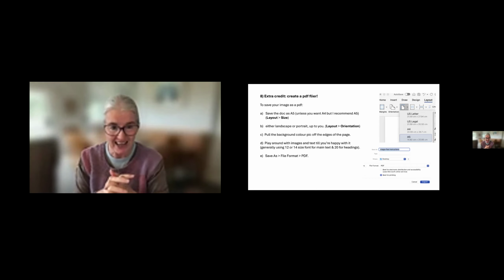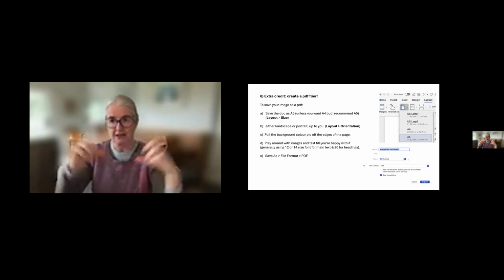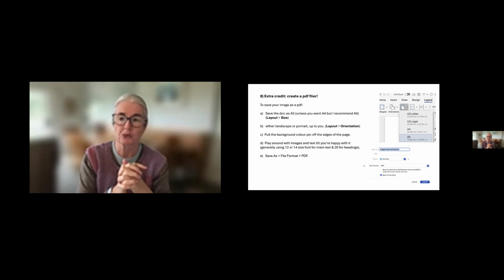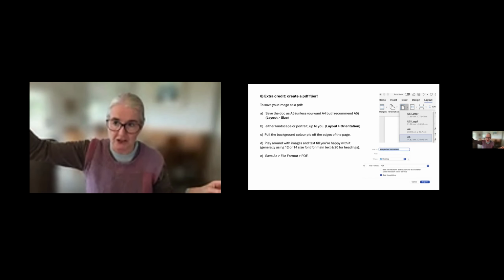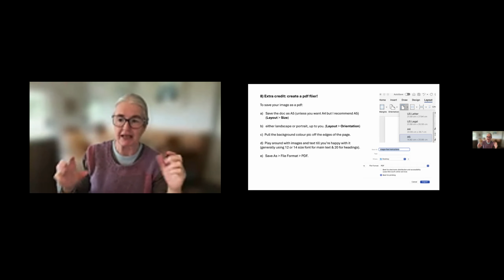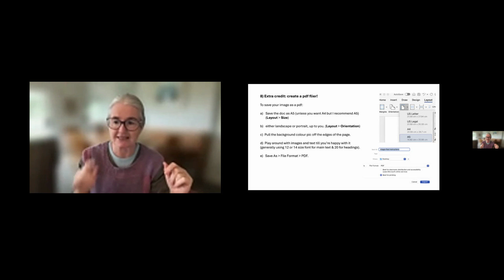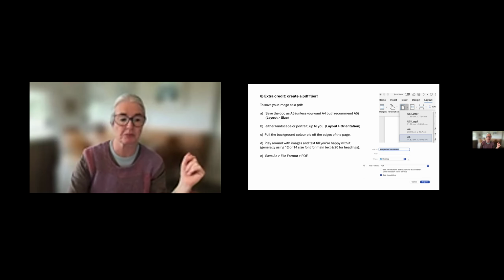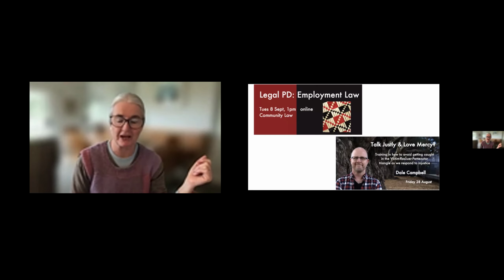You want A5, generally sideways on, but you could go that way, I don't mind. And you want the background color to go off the edge of the page. No white margins, please. Play around with the image and text and then save as PDF and the export button. So that's the instructions. I'm gonna try and give it a go.